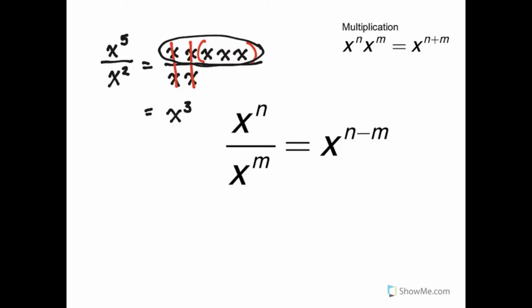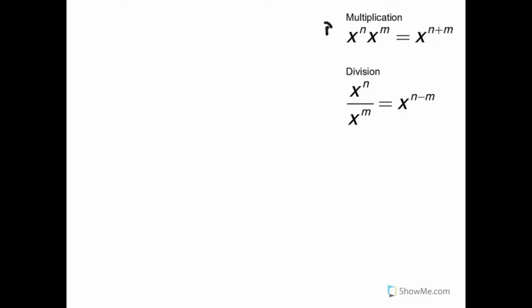Now this is kind of cool because when we multiply, we add the exponents. When we divide, we subtract the exponents. Multiplication and division are opposites, and so are addition and subtraction. So this rule makes a lot of sense. Well, so far we've discovered 2 properties. This time let's work on what happens if an exponent is applied to something in parentheses.